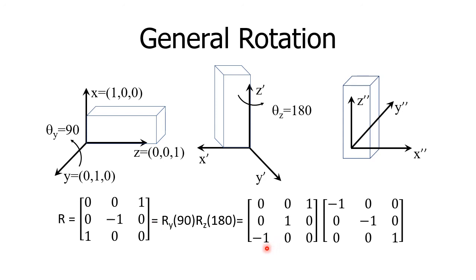The last one is the third row. The third row to the first column, minus 1 times minus 1 gives you 1. And third row to second column, it will be 0. And the third row to the third column will give you 0. So we are getting the same results.